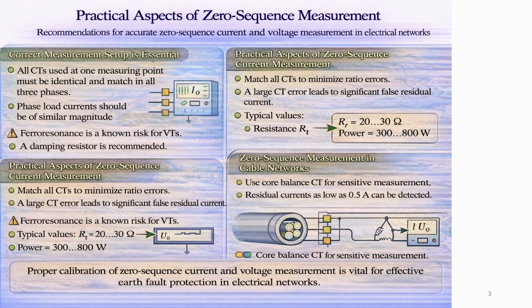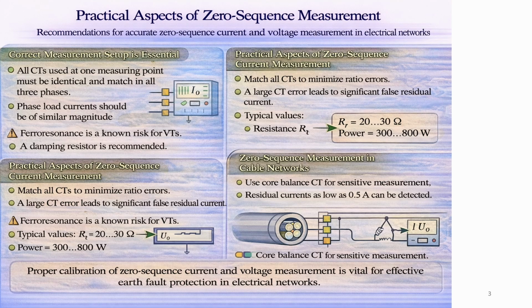In cable systems, zero sequence current is measured using a common current transformer that surrounds all three phase conductors. This method is shown on the reference figure. Compared to overhead lines, cable networks allow much more sensitive zero sequence current measurement. Residual current below 0.5 amps can be detected. For this reason, zero sequence current protection is strongly recommended for cable networks.